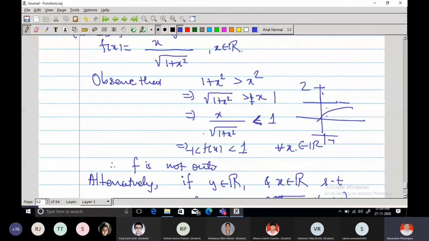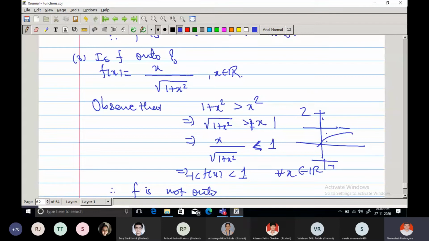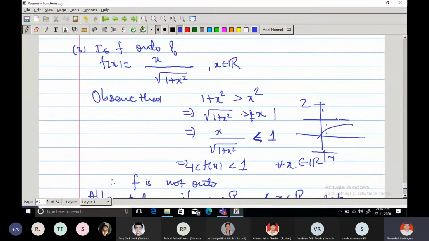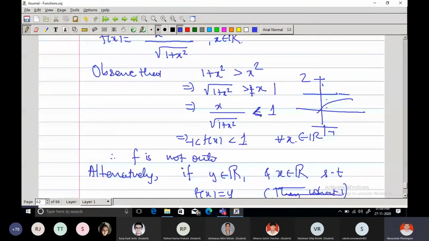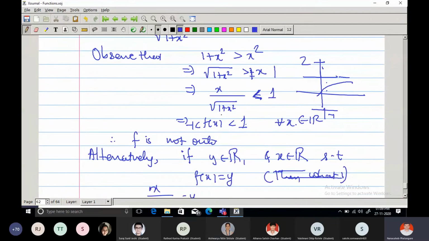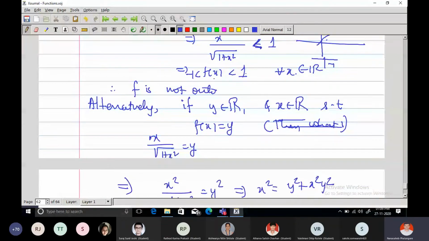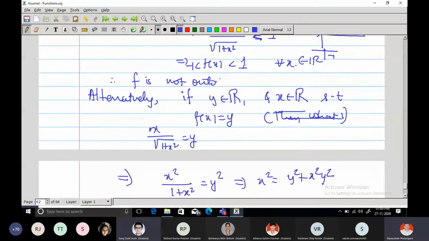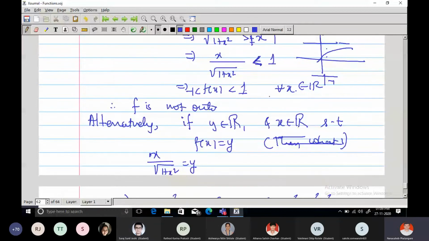Fine. Another observation: f of x is equal to x upon square root of 1 plus x square. From this calculation, 1 plus x square is greater than x square. So take the square root and divide: x upon square root of 1 plus x square is less than 1. Similarly, if x is negative, we can prove that it is greater than -1. So all f of x lies between -1 and 1. So the range is -1 to 1, which you can actually check. But f is not onto because the range will not cover the entire codomain. Correct?